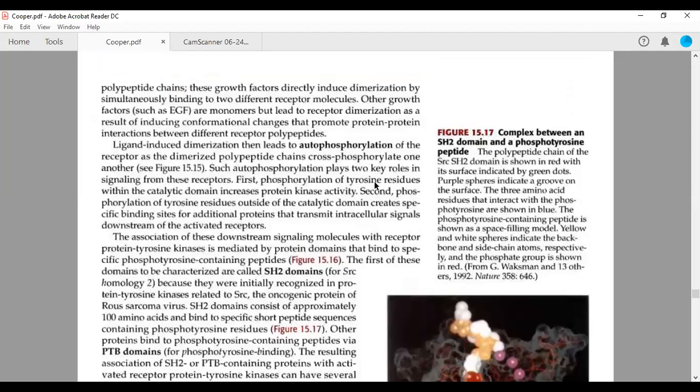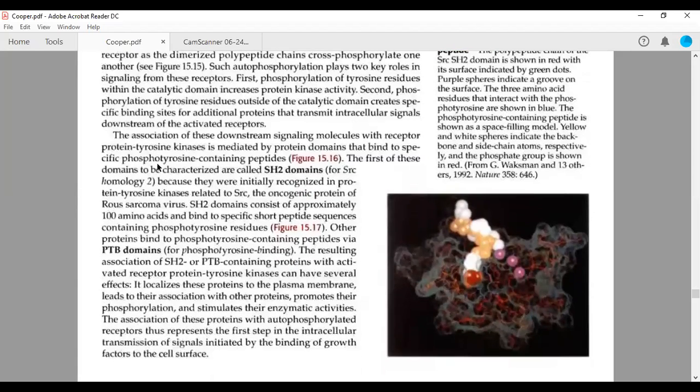Firstly, the phosphorylation of tyrosine residues within the catalytic domain increases the protein kinase activity. So you need to underline this. They will increase this kinase activity. Second, the phosphorylation of tyrosine residues outside the catalytic domain creates specific binding sites for additional proteins which have either an SH2 domain or a PTB domain, so that they can bind specifically and transmit the intracellular signal downstream of the activated receptors.